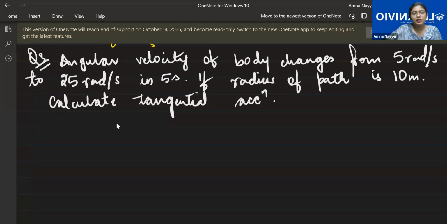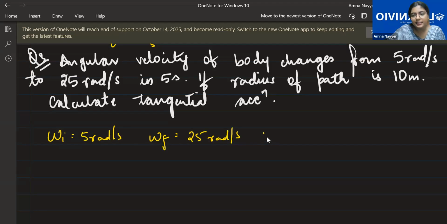Okay, so see, this question says the angular velocity of the body changes from omega initial 5 radian per second to omega final 25 radian per second in 5 seconds. The radius of the path is given as 10 meter. You have to calculate the tangential acceleration. Now see, for the tangential acceleration, we require velocity by time.